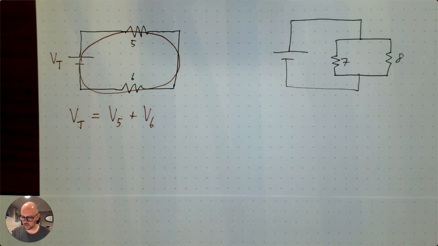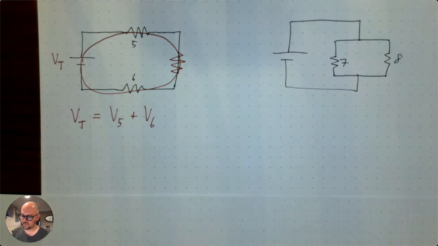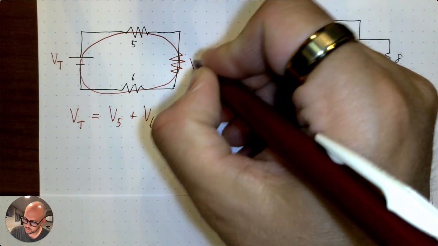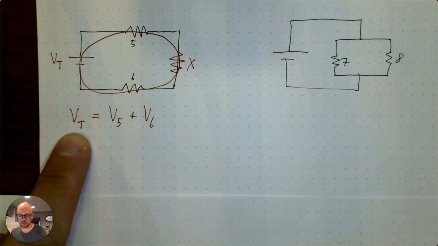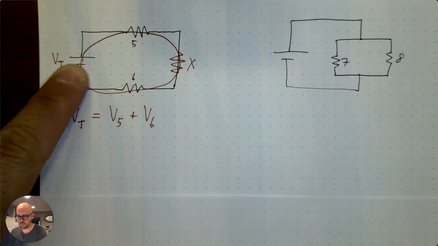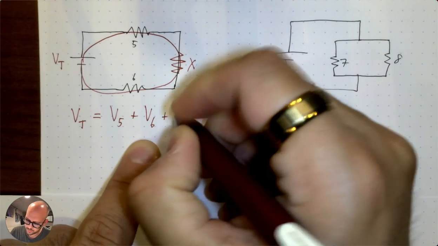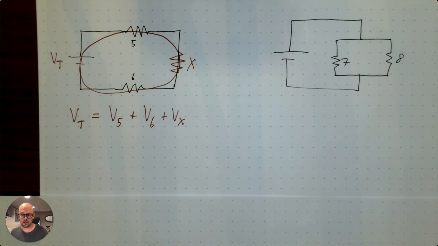Now, just to show you what else could happen, if I added another resistor over there, and we said, oh, well, we'll call that one resistor X. This equation would change. The total voltage wouldn't change because it's still the same battery. Now, this total voltage would be equal to V5 plus V6 plus Vx. So the more resistors you have in series, the further and further the voltage gets divided between them due to the loop rule. Okay. So here's our parallel circuit.